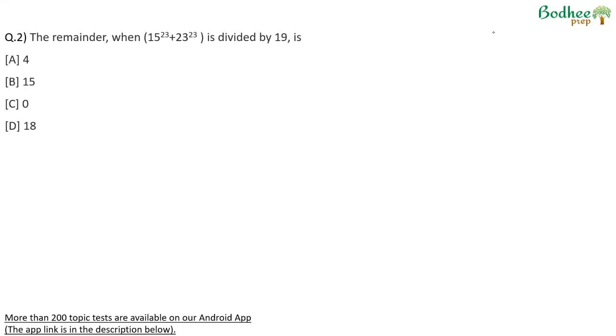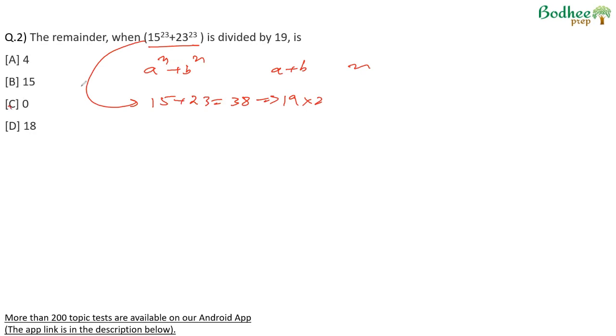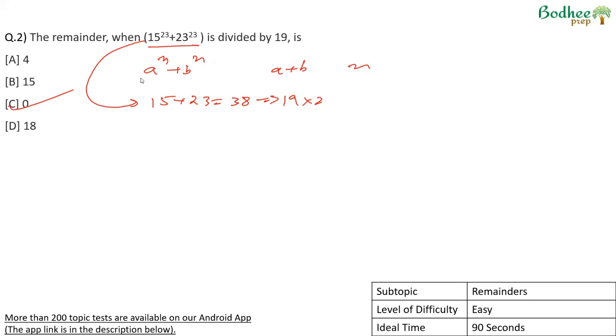The remainder when 15 raised to power 23 plus 23 raised to power 23 is divided by 19. a raised to power n plus b raised to power n is divisible by a plus b when n is odd, and therefore 15 raised to power 23 plus 23 raised to power 23 is divisible by 15 plus 23, which is 38. 38 is nothing but 9 into 2, and therefore, since this is divisible by 38, it is also divisible by 9, so the remainder is 0. Easy question, shouldn't take a minute to answer this question if it does show up in the exam.